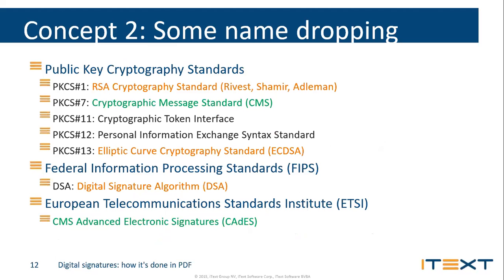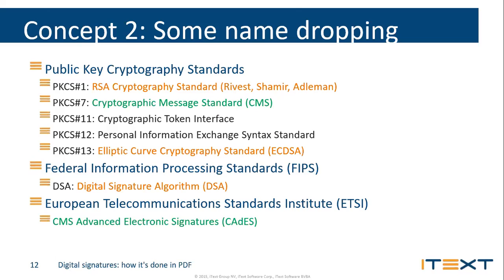Now concept two is some name dropping. What are the Public Key Cryptography Standards? These are the RSA cryptography standards by Rivest, Shamir and Adleman. Where does the RSA algorithm come from? These three scientists developed this algorithm: the first one is Rivest, then Shamir, and then Adleman. Now, what is the idea they have put over here?